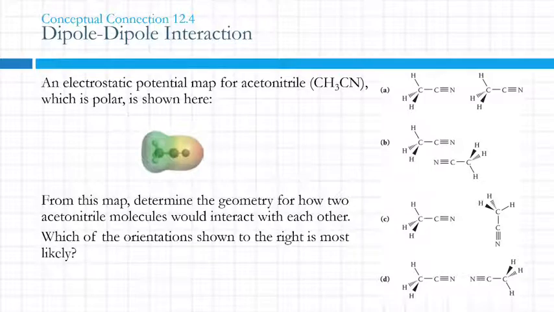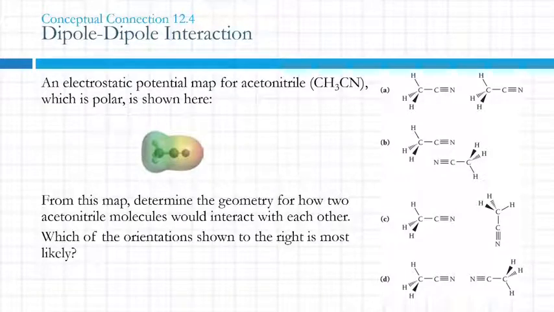Here's another conceptual question. An electrostatic potential map for acetonitrile, which is polar, is shown here. So here we see from the coloration that we have more electron density here and less over here. From this map, determine the geometry for how two acetonitrile molecules would interact with each other. Which of the orientations shown to the right is the most likely? And then over here, we have different possibilities of how these two molecules could be attracted to each other. So let me make this one look a little more like these.